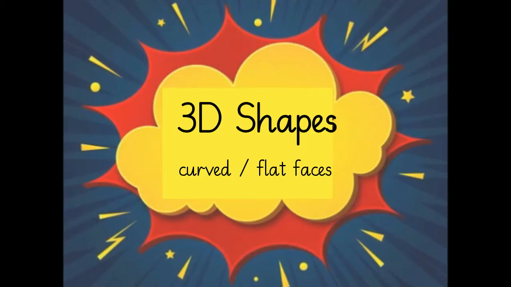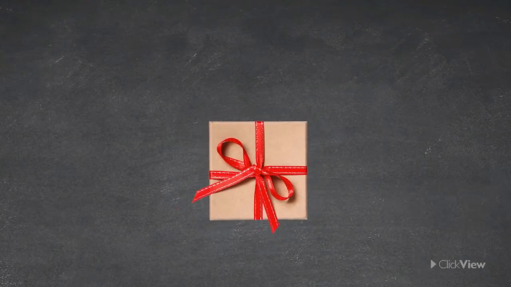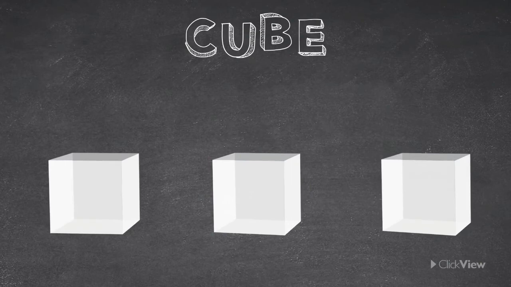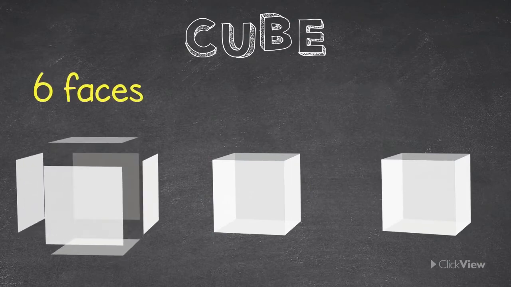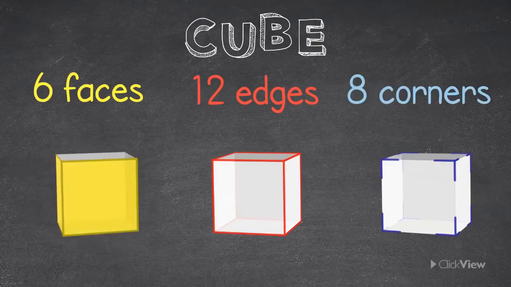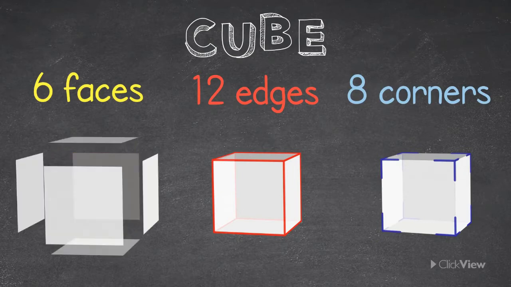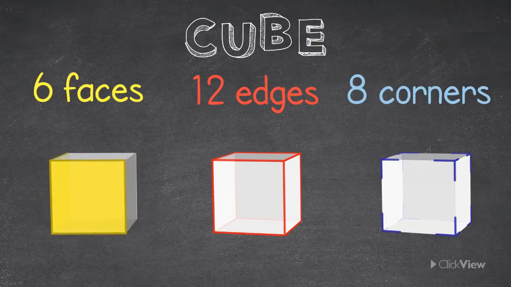Come on, first graders, let us explore some 3D shapes. Which 3D shape is this? Well done! This is a cube. How many flat faces does a cube have? Let's count. 1, 2, 3, 4, 5, and 6. A cube has 6 flat faces, which look like a square, and they are all identical.